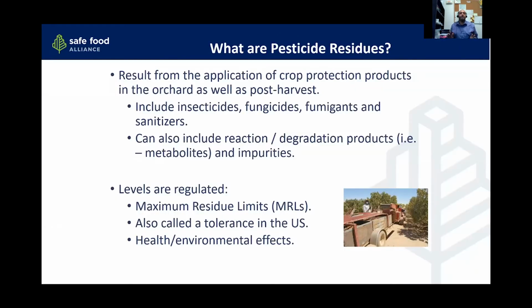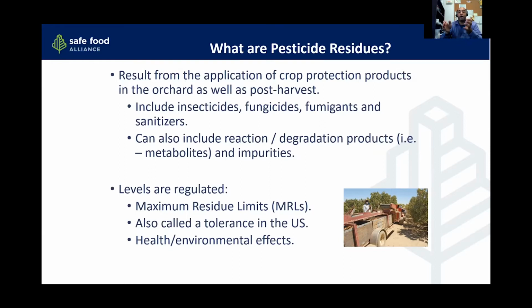Before we dive into MRLs, we should take a step back: what are pesticide residues? Well, it's just like it sounds. The pesticide residue is the residual amount of a pesticide. You take any crop protection product, apply it in the field or wherever you're growing your commodity, and whatever's left over after harvesting, processing, etc., is your pesticide residue. Important to note is that along with the classic things people think of when they think of pesticides, insecticides, fungicides, etc., it also includes some you might not think of: fumigants and sometimes sanitizers. It can also include reaction or degradation products like metabolites and any impurities or non-active ingredients present in the pesticide product. So these levels are regulated.